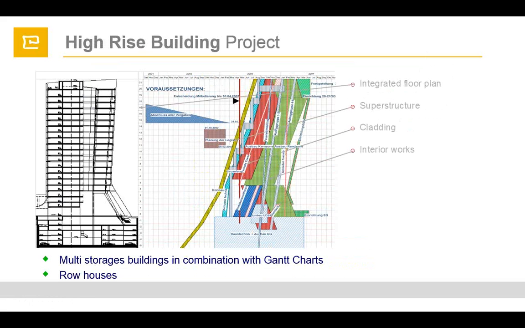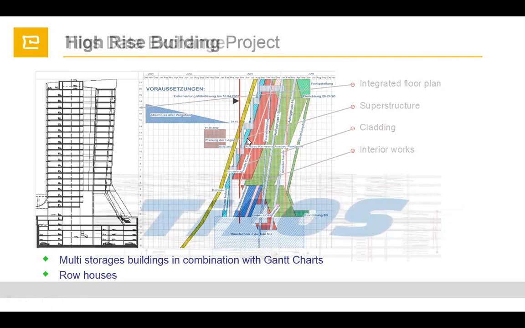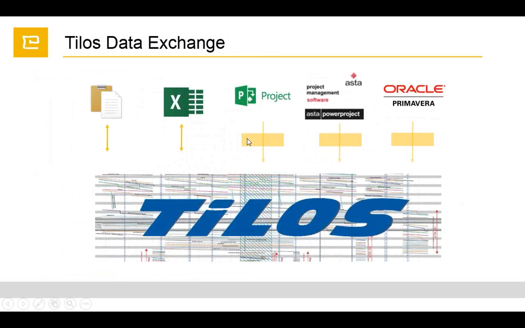The system allows us to work in any dimensions. In this case, vertical is distance, like floor levels, and horizontal is time, so lines represent at which floor we are and at which time we are. So these are the places Tilos can be applied.